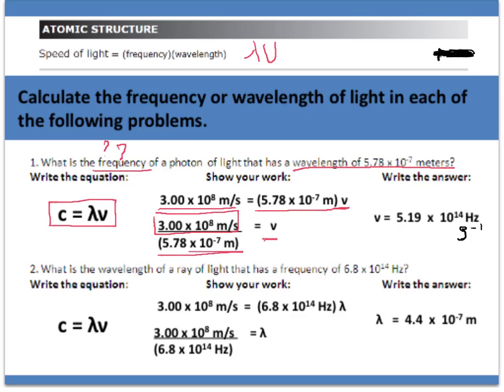In the second problem, we're given frequency and asked for wavelength. We use the same equation because that connects frequency and wavelength, or wavelength and frequency. We know what the speed of light is. We know what the frequency is. And if you wanted to, we could put per seconds. It doesn't make a difference. To solve for lambda, we divide the speed of light by the frequency. And we started with 2 significant figures. We need to end with 2. 4.4 times 10 to the negative 7 meters.